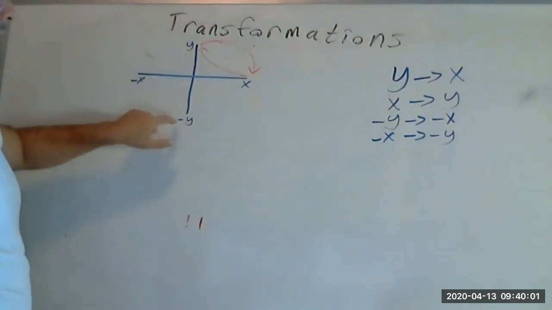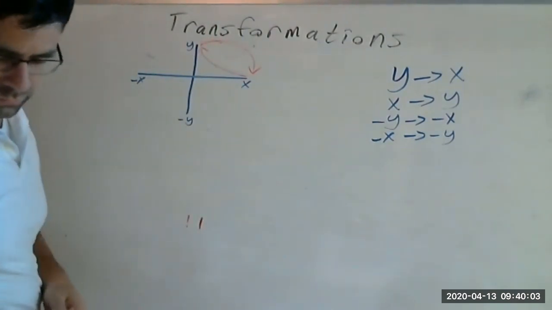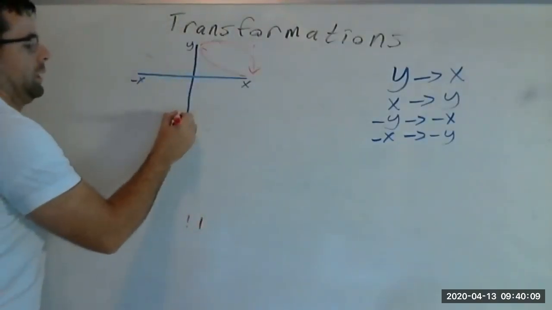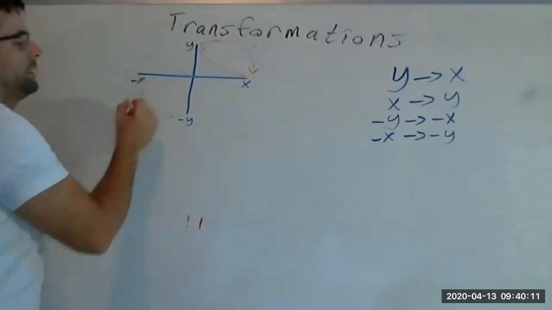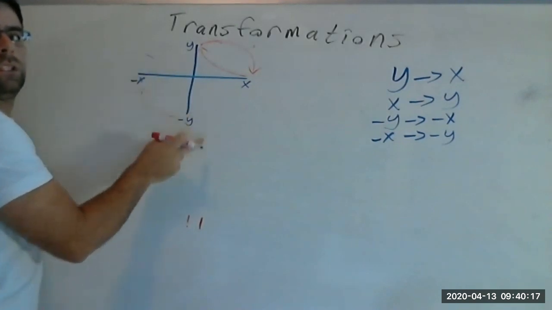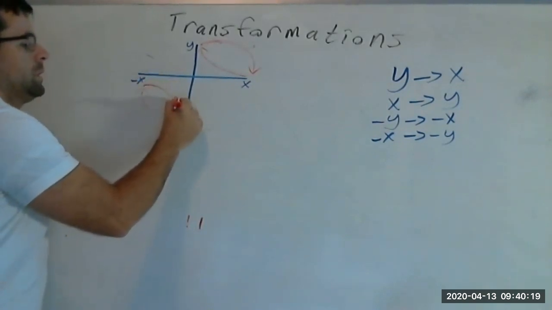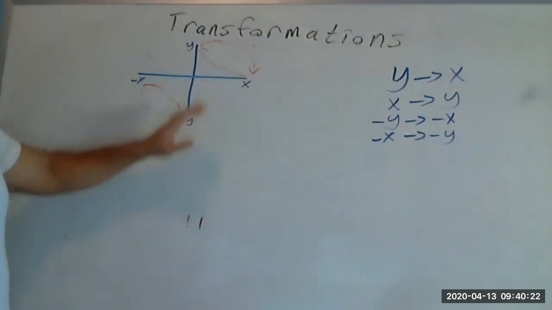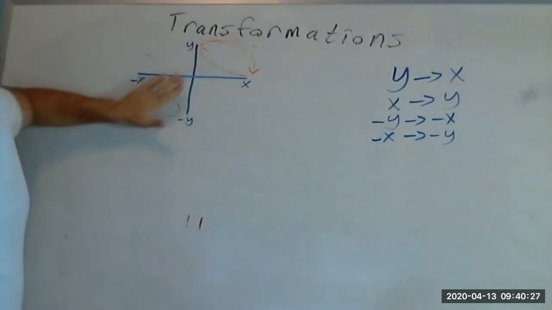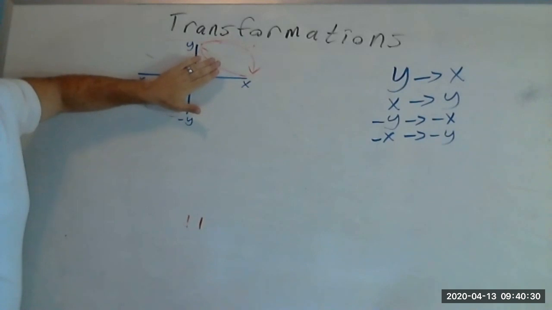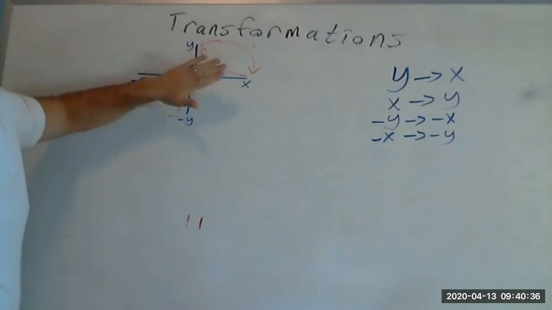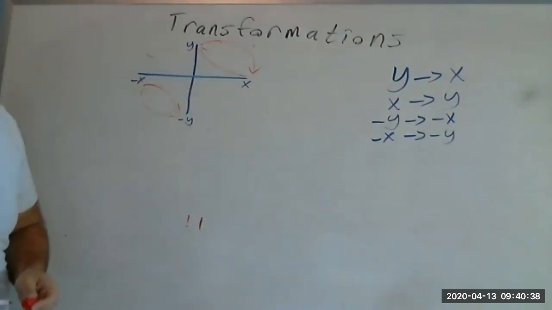What about negative y? Where does it go? Negative x. Where does negative x go? To negative y. So it's rotating across a line that goes this way. So it goes from here to here, or here to here. Doesn't matter. Point is, where is the line of rotation?